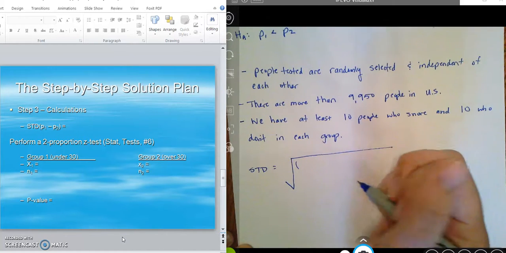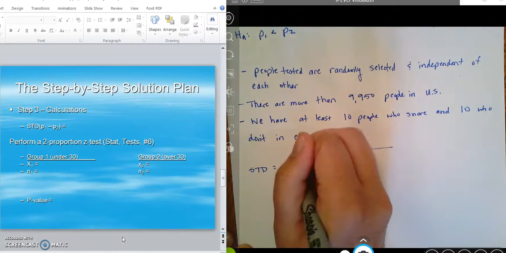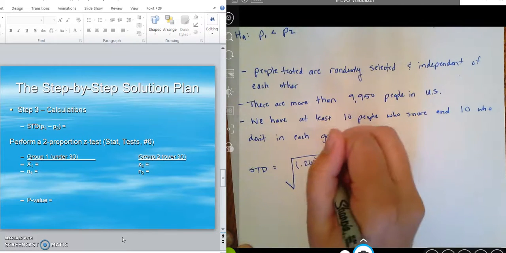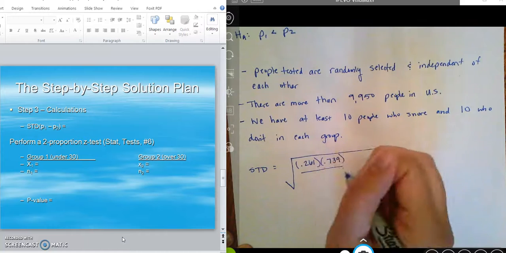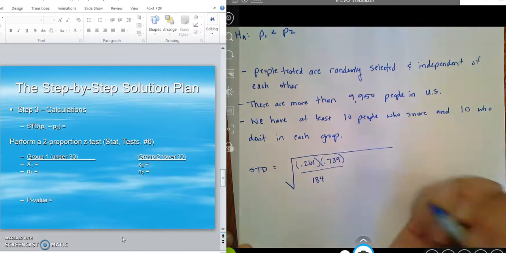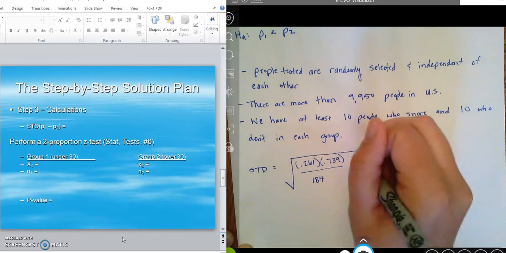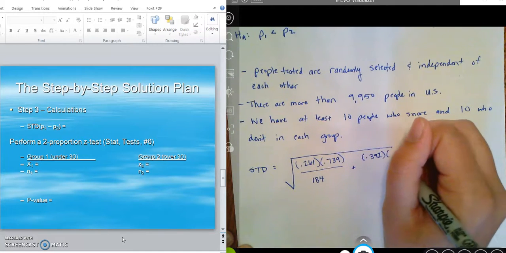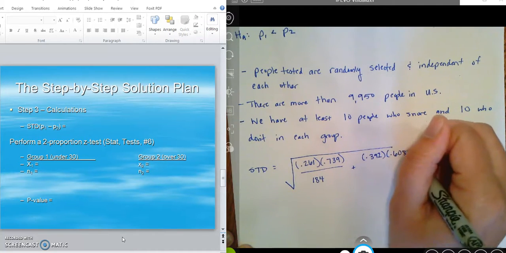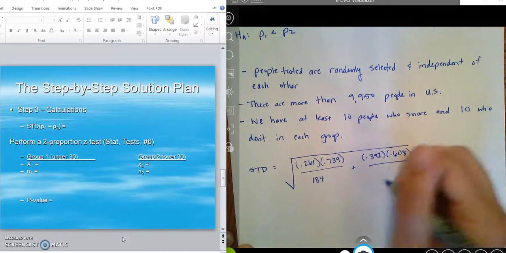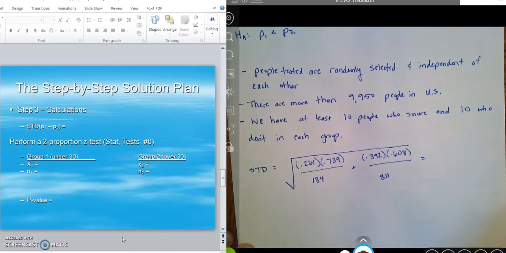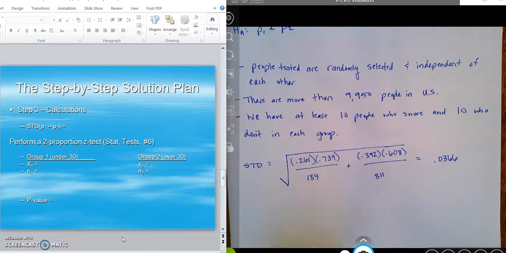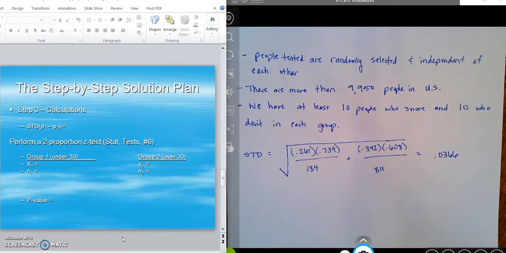Now it said we're going to do young people first. The probability of young people snoring was 0.261, which would make Q 0.739, and there were 184 of them. Plus my older people, 39.2% of them snored, which means 60.8% did not. And we surveyed 811 of them. When I put all of that in the calculator, I get 0.0366. Just trying to save some time on the video. You can check and make sure that's correct.